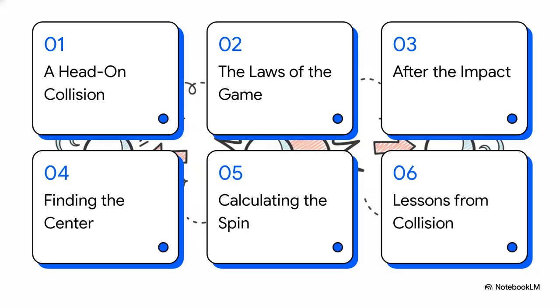And here's our game plan. First, we'll set the scene for the collision. Then we'll go over the physics laws we need, our rules of the game. We'll analyze what happens right after impact, find the motion of the dumbbell center, and then we'll get to the main event, calculating its spin. We'll wrap it all up with the big takeaways.